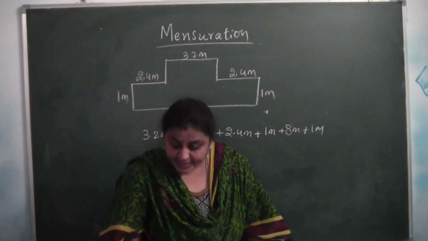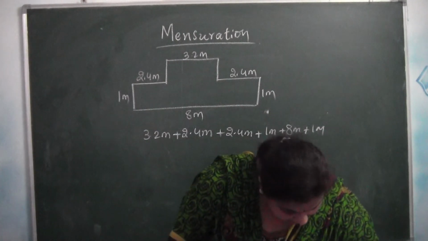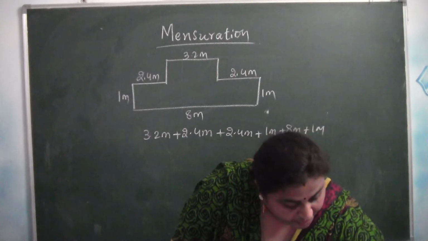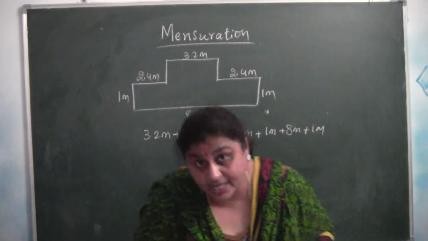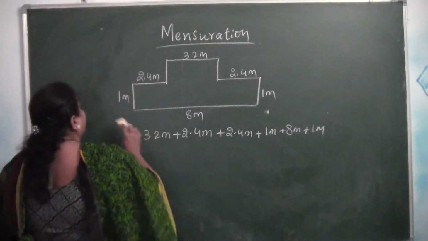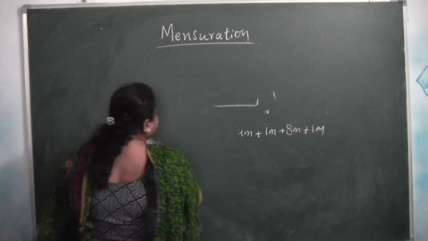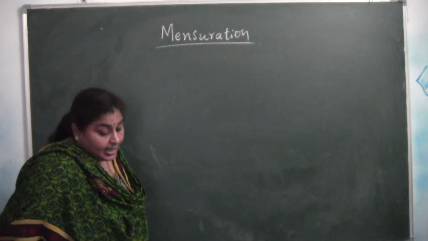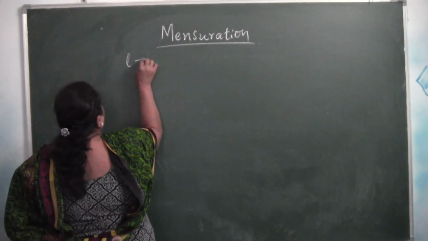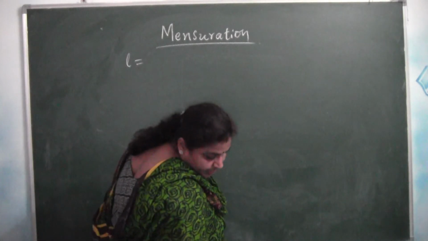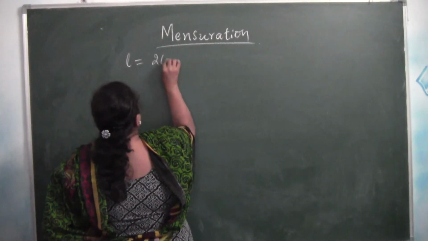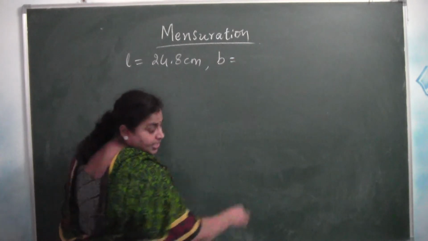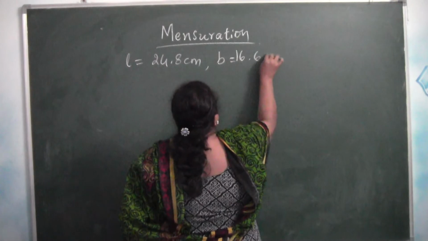Got it, children? Now let us take another example, how to find perimeter of a rectangle or area of a rectangle when length and breadth are given using the formula. So let us learn how to calculate area and perimeter of a rectangle if length and breadth are given. Suppose we have length as 24.8 centimeters and breadth as 16.6 centimeters.